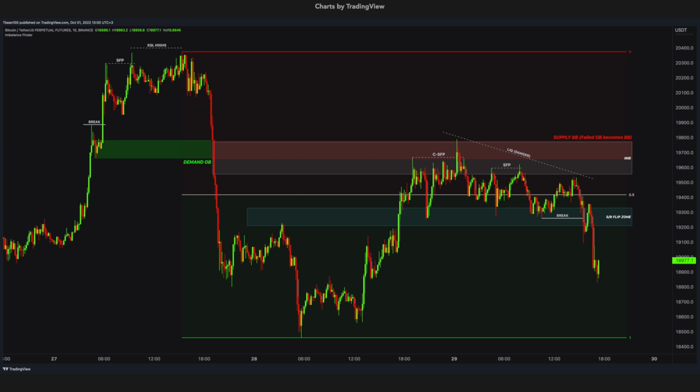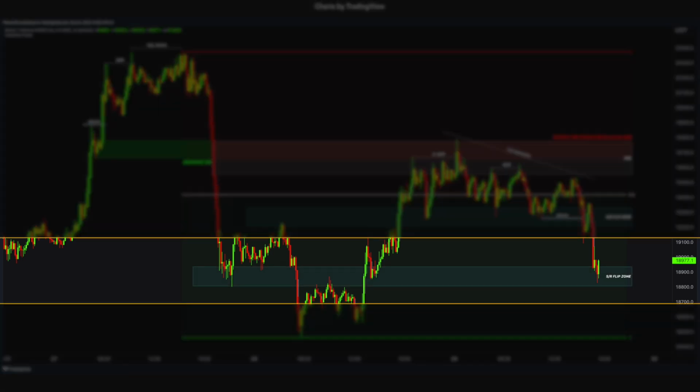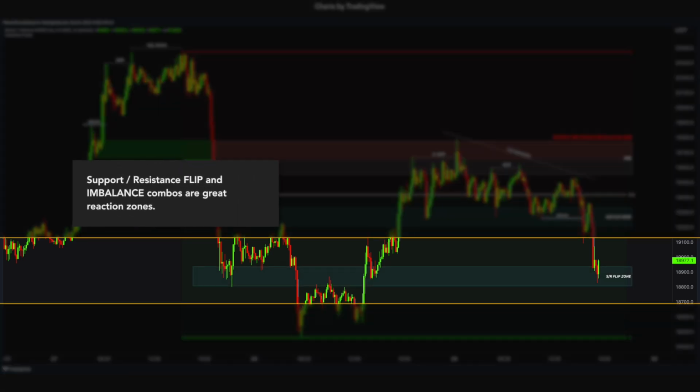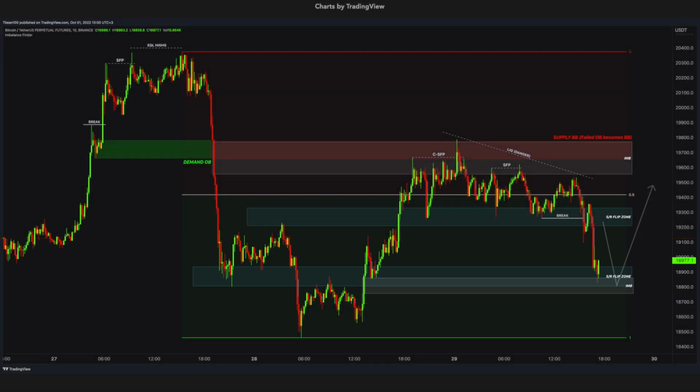I immediately noticed this bullish support and resistance flip area. Price was reacting to this area a lot. There was also a giant imbalance here. If I was looking for a long trade, this would be my entry spot. Nice SR flip, nice imbalance, huntable downtrend liquidity area above.